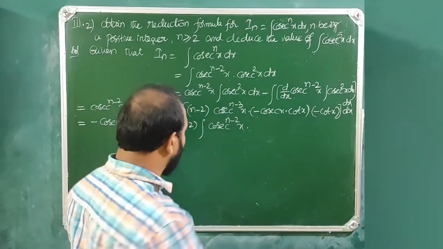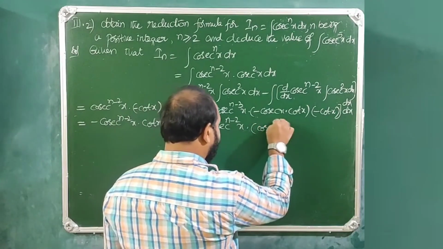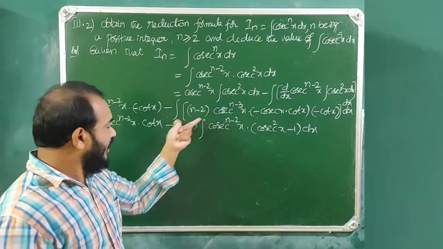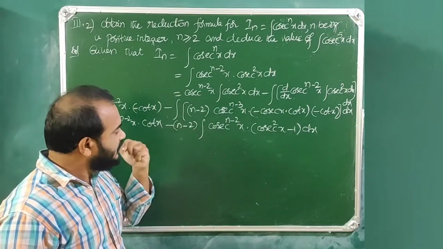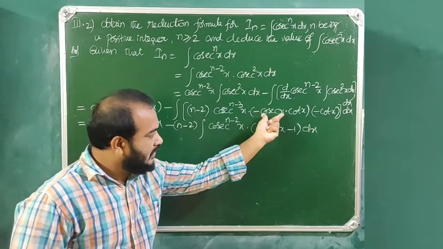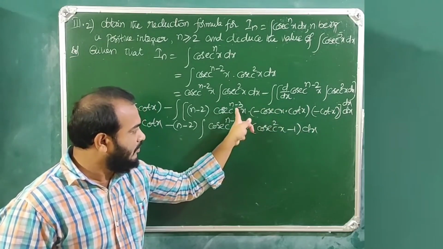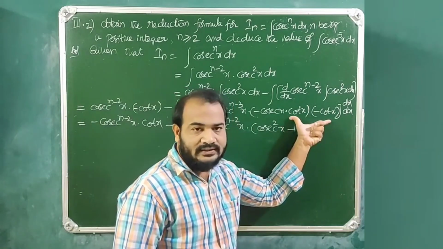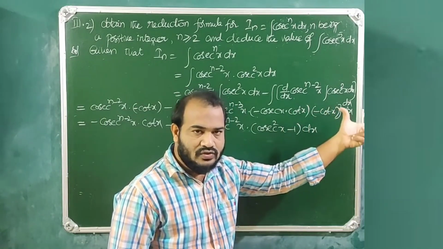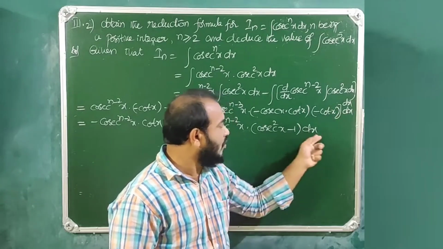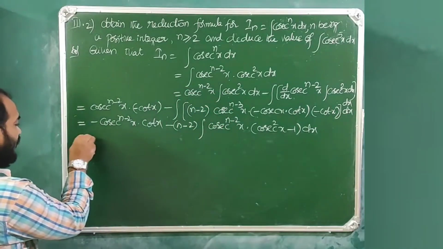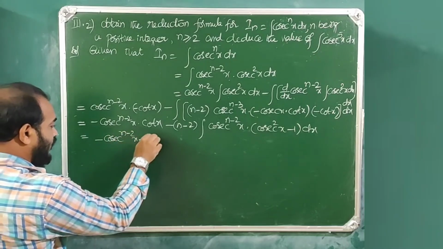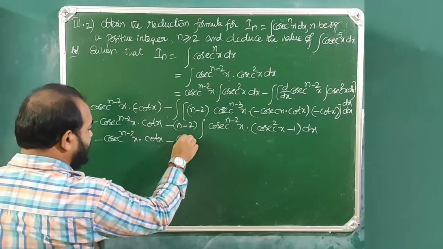Cot square x can be written as cosecant square x minus 1. n minus 2 we have written outside this integration. Cosecant power n minus 3 x into cosecant power 1 x, base is equal, n minus 3 plus 1, n minus 2 x. Cot x into cot x is cot square x. Cosecant square x minus cot square x equals 1, so cosecant square x minus 1 is cot square x. So this is equal to minus cosecant power n minus 2 x into cot x minus n minus 2.